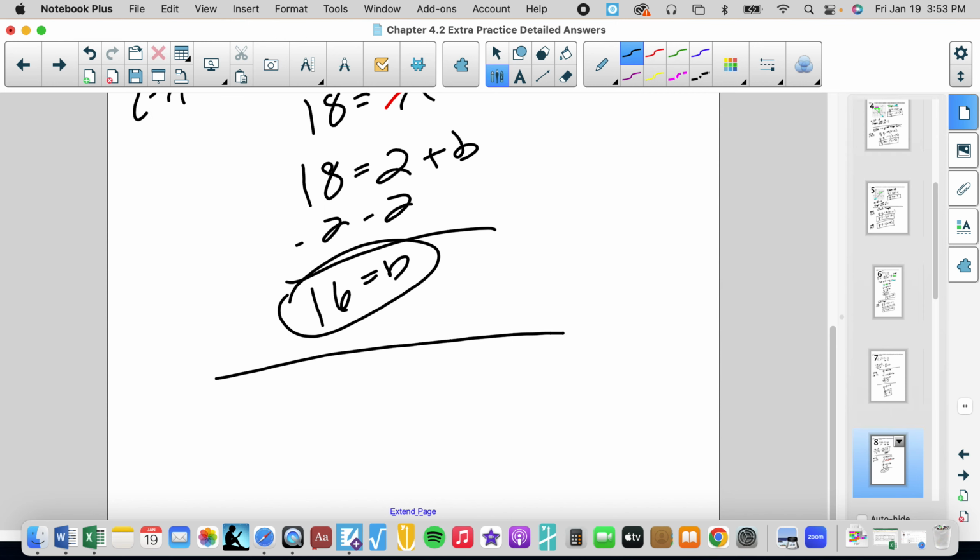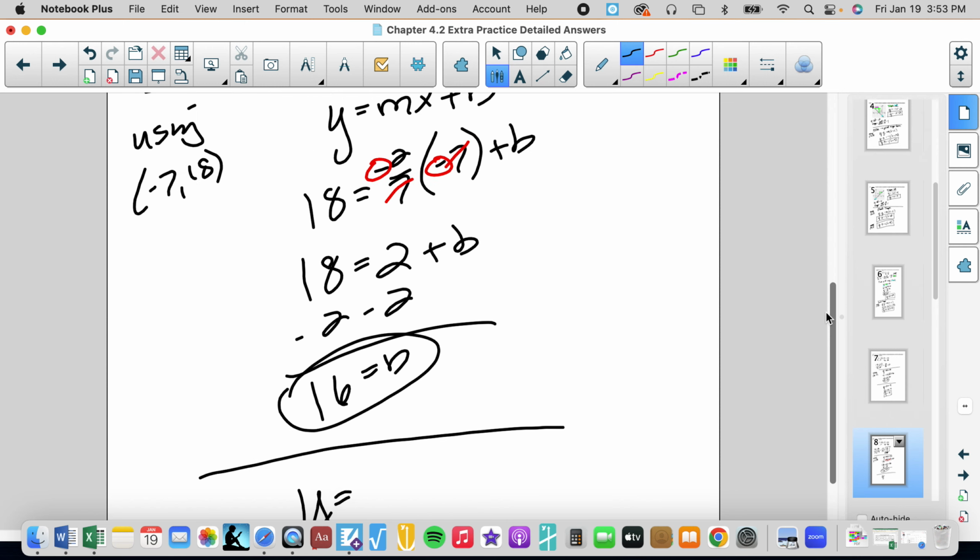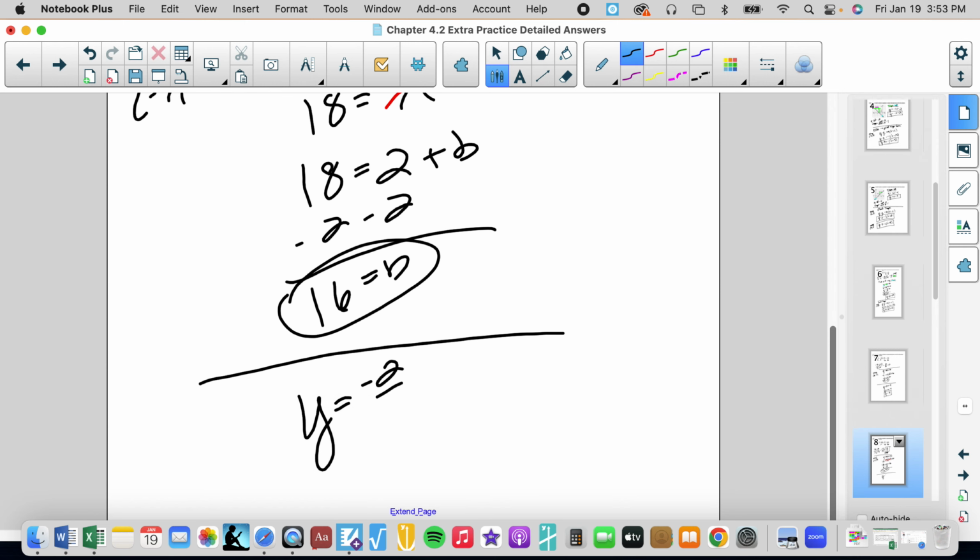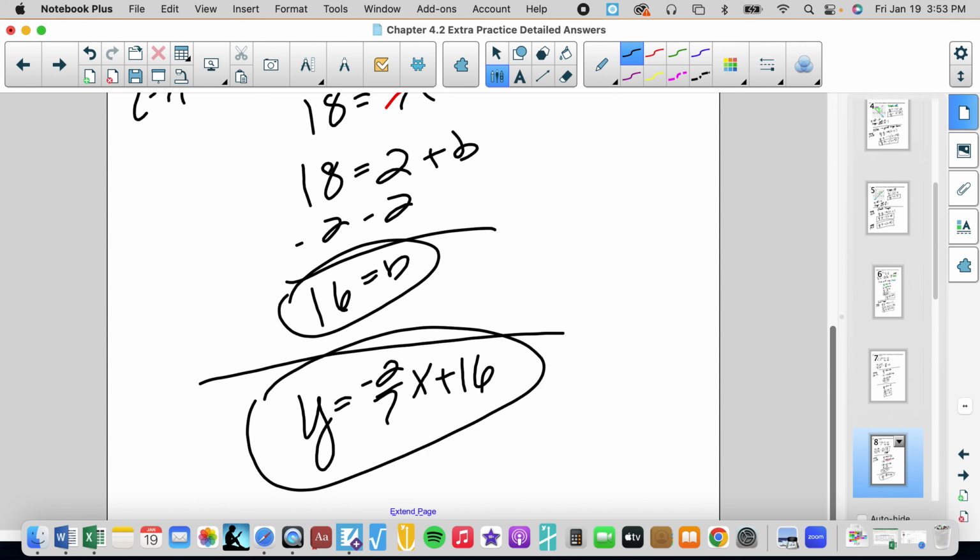Let's put those two pieces of information together. y equals, what was it? -2/7 as my slope, x plus 16 as my y-intercept. That's a horrible 7. Cool. Good. Excellent. Here we go.